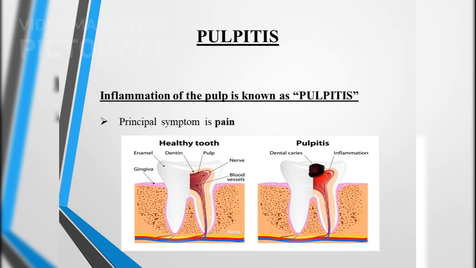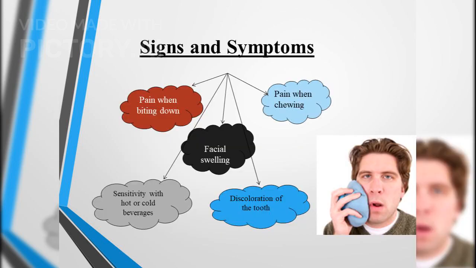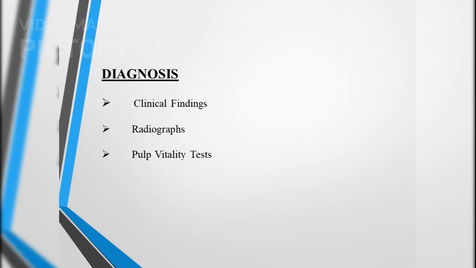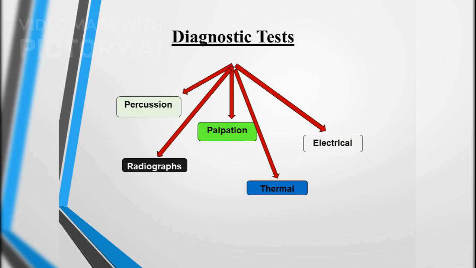Pulpitis is the inflammation of the pulp, primarily characterized by pain, and is a common dental issue. Common signs and symptoms of pulpitis include pain when biting or chewing, facial swelling, tooth discoloration, and sensitivity to temperature. Diagnosis of pulpitis involves clinical findings, radiographs, and pulp vitality tests to accurately assess the condition. Diagnostic tests such as percussion, palpation, radiographs, and thermal and electrical tests help in identifying pulpitis.